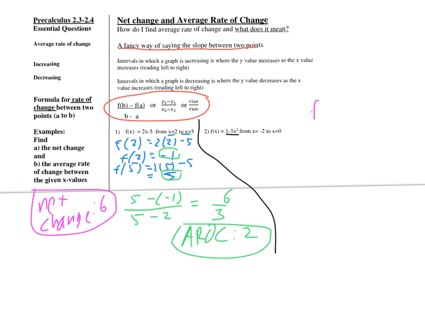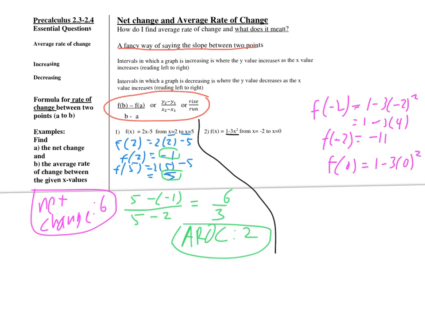So we're going to do f of negative 2 first. So that would be 1 minus 3 times negative 2 squared. So PEMDAS here says that's 1 minus 3 times 4. So 1 minus 12 would be negative 11 for f of negative 2. For f of 0, it'll be 1 minus 3 times 0 squared. So that's really just 1 minus 0. So f of 0 would be 1.